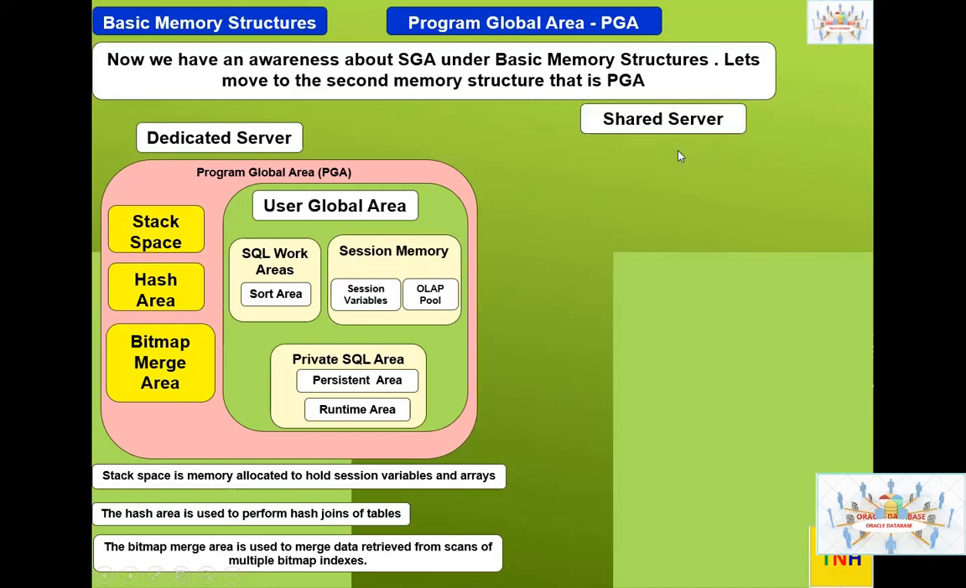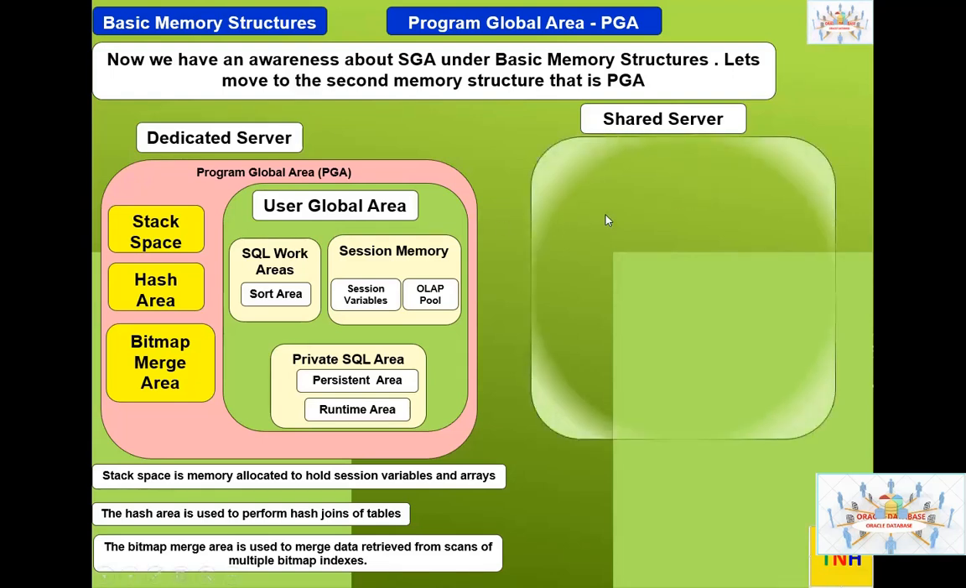Now comes the shared server. So this is dedicated server, shared server. Now shared server, as I mentioned earlier, several user processes are going to share one shared server process. Dedicated means always one client process or one user process will get the attention of one server process. But shared means many client processes or user processes are going to share a single shared server process. That is the difference as far as the connections are concerned.